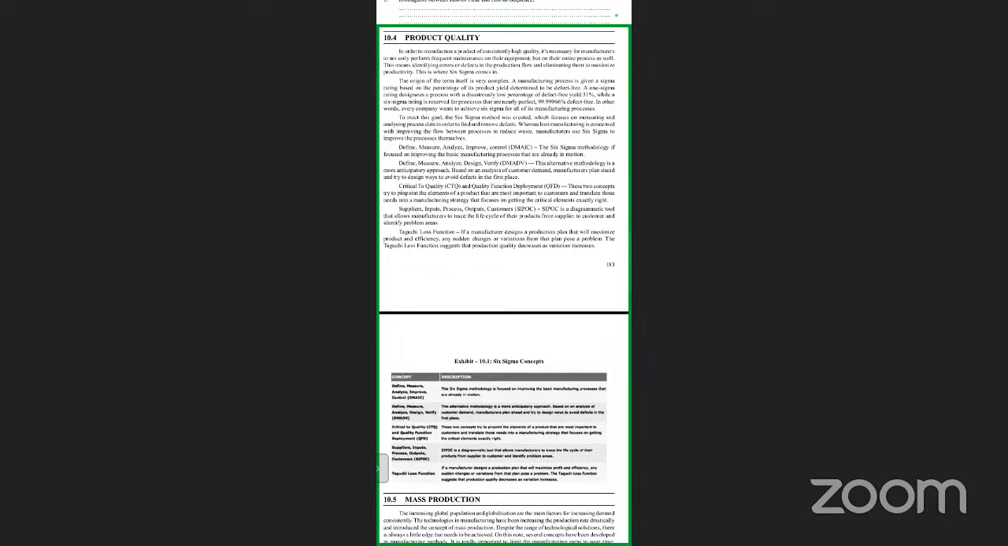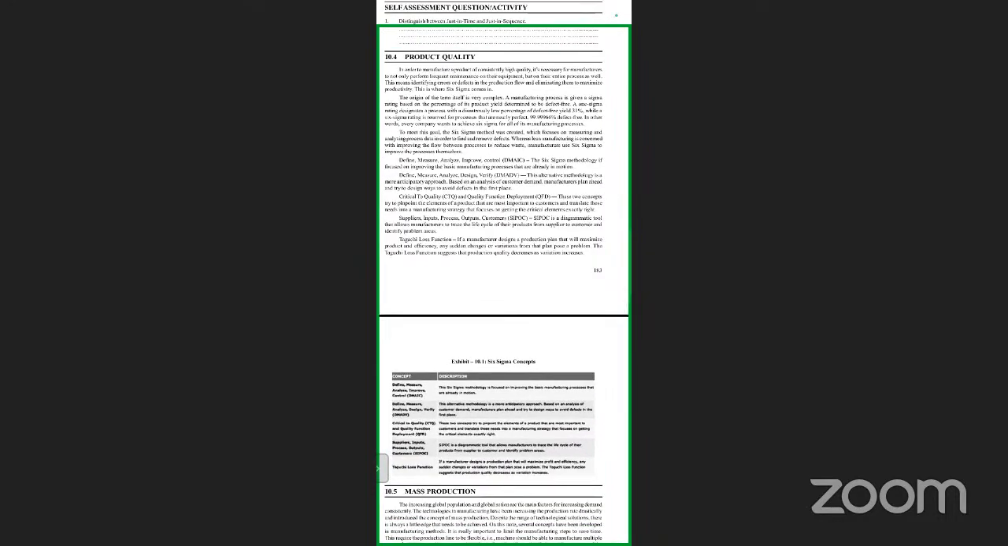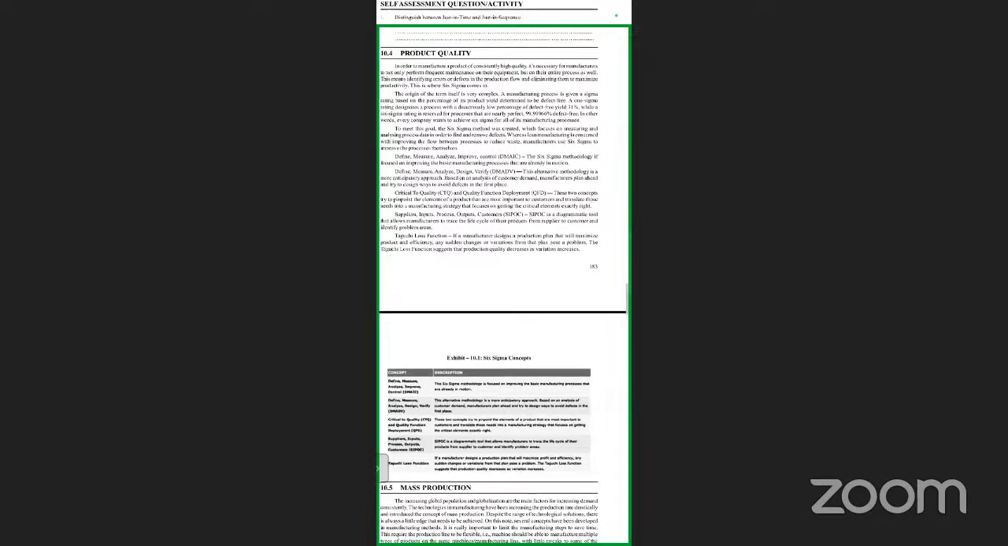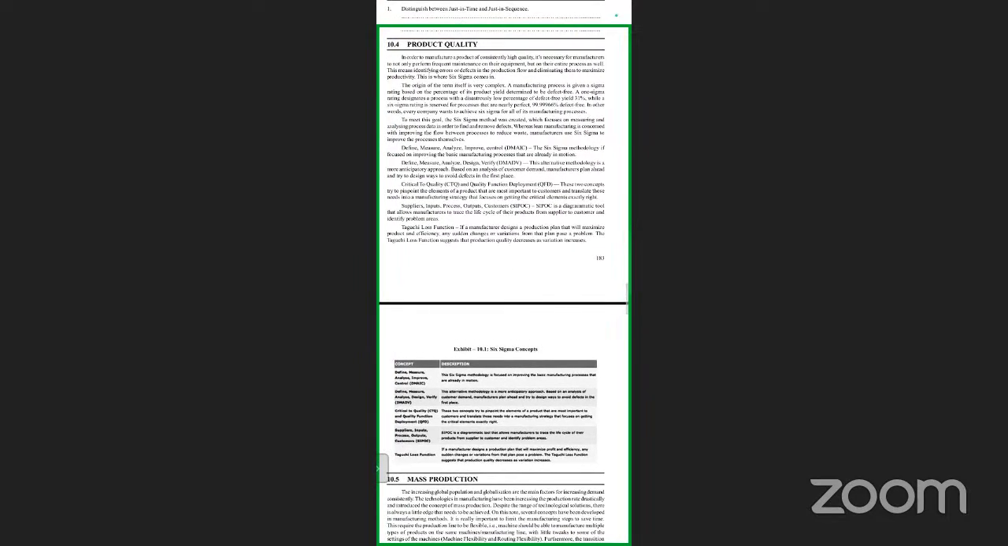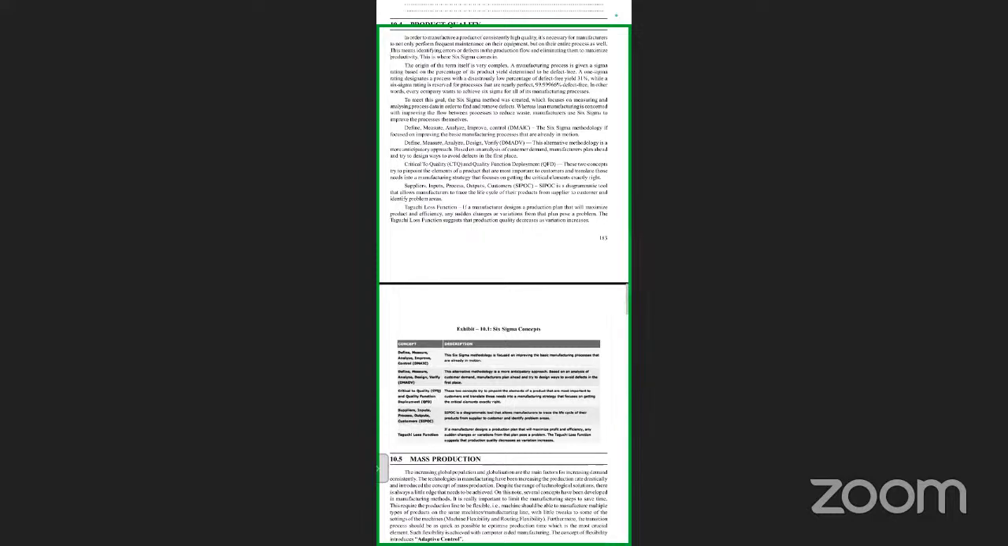And the last comes the Taguchi loss function. If a manufacturer designs a production plan that will maximize product and efficiency, any change or variation from the plan poses a problem. So the Taguchi loss function suggests that production quality decreases as variation increases. That is about product quality.